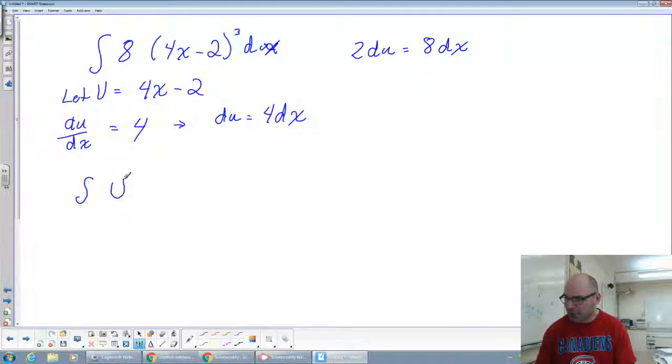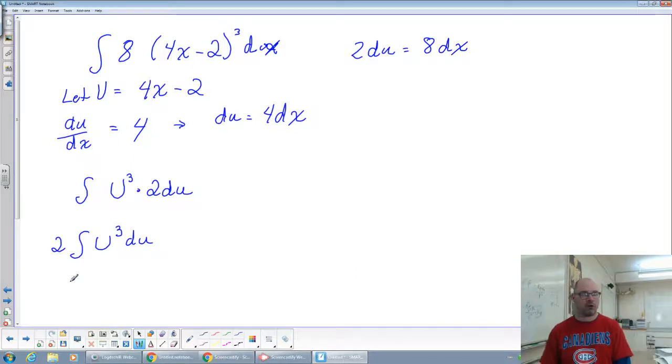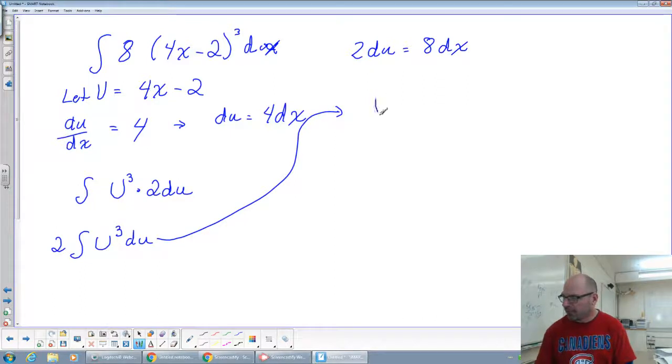Okay, we're going to have u to the 3rd power times 2 du. Okay, and that's going to be those two there. Okay, and now we can do the integration. Take the constant out front to integrate u to the 3rd power du. Now we can use the power rule to work it out. Power rule would say this is u to the fourth over 4 times 2. Forgot the 2 here, right? Plus c.